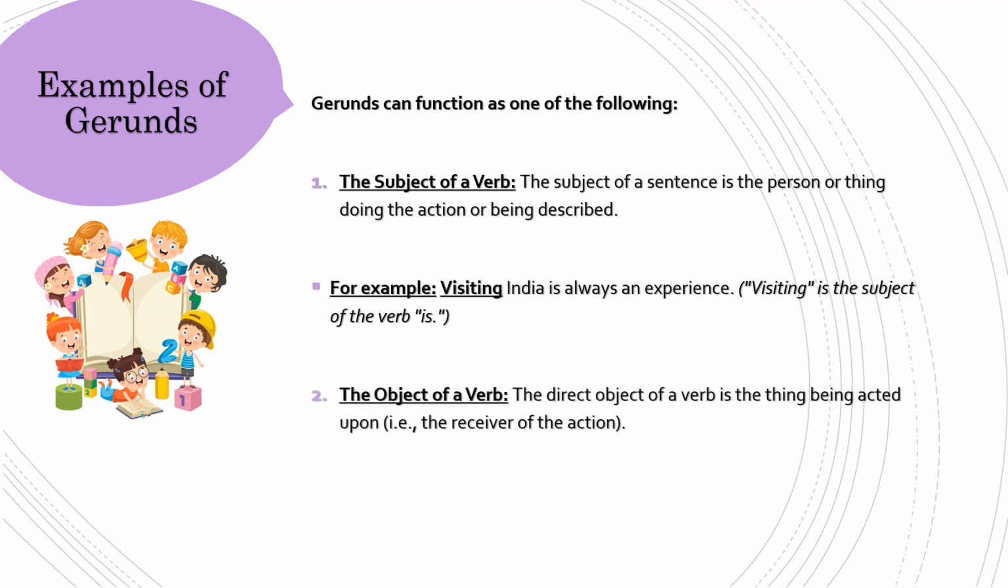The object of a verb. The direct object of a verb is the thing being acted upon, that is, the receiver of the action. For example, I love visiting India. Visiting is the direct object of the verb, love.